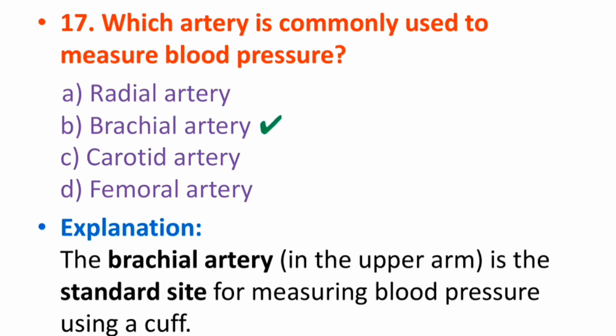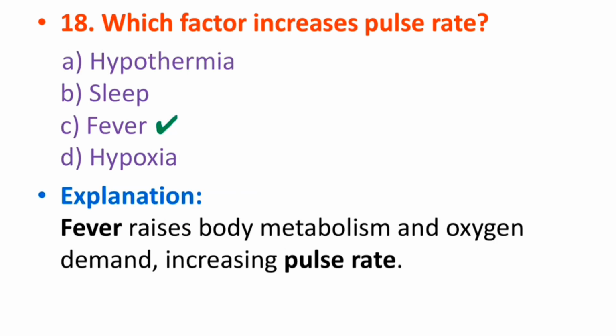Which artery is commonly used to measure blood pressure? Option A, radial artery; option B, brachial artery; option C, carotid artery; option D, femoral artery. The correct answer is option B, brachial artery. The brachial artery in the upper arm is the standard site for measuring blood pressure using a cuff. Brachial artery is commonly used to measure blood pressure.